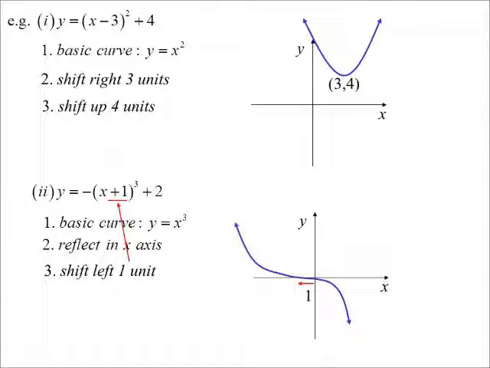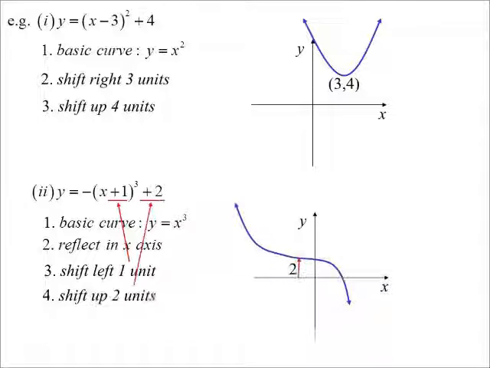Grouping with the x is plus 1. So I must have shifted it left because I've got to move it to negative 1. That's what would make that equal to 0. So shift it to the left. There we go. And then finally, I've shifted it up 2 units. And there's our new curve there. And so what was 0, 0 has been moved to minus 1, 2.